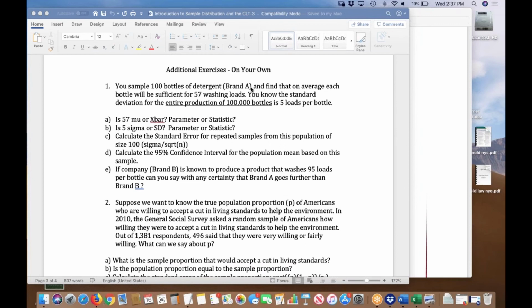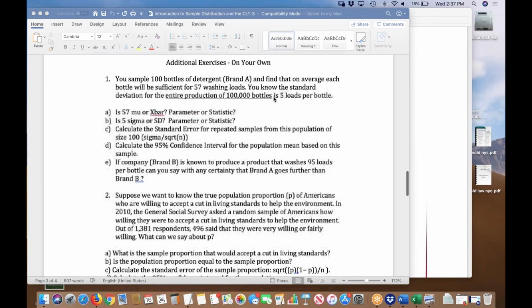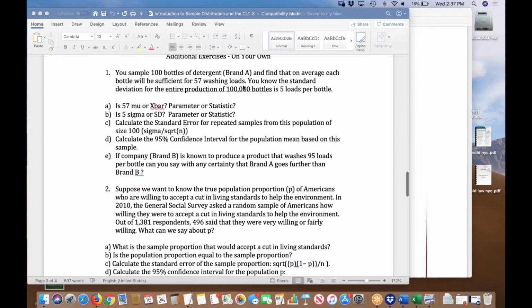You sample 100 bottles of detergent and find that on average, each bottle will be sufficient for 57 loads. That reminds you, I have to buy laundry detergent. That's a whole other thing. That's a stop at Costco now. Okay. You know that the standard deviation for the entire population of 100,000 bottles is 5 loads per bottle. I kind of cheated there, didn't I?